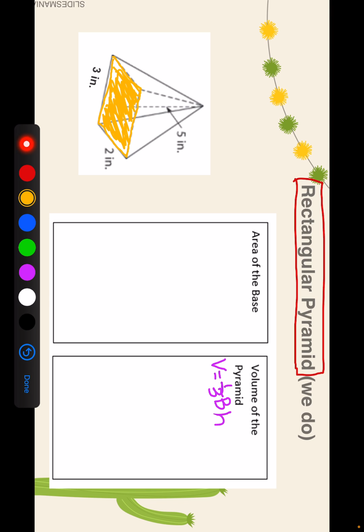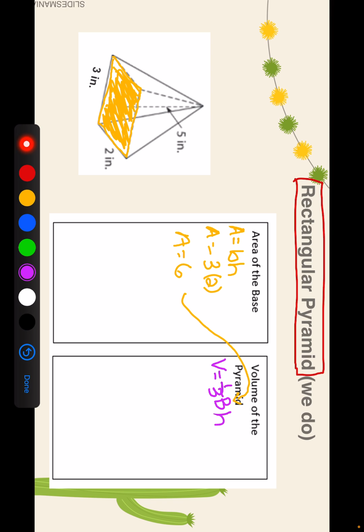Now we're going to find the area of the base. What shape is our base? Okay. We said it was a rectangle, so that means we're going to find the area of a rectangle, which our formula says is what? A equals BH, correct. So we're going to solve, and the base of our rectangle is 3, and our height is 2. So what's 3 times 2? 6, that is correct. So now we're going to take that and plug it into the big B, or the area of the base.